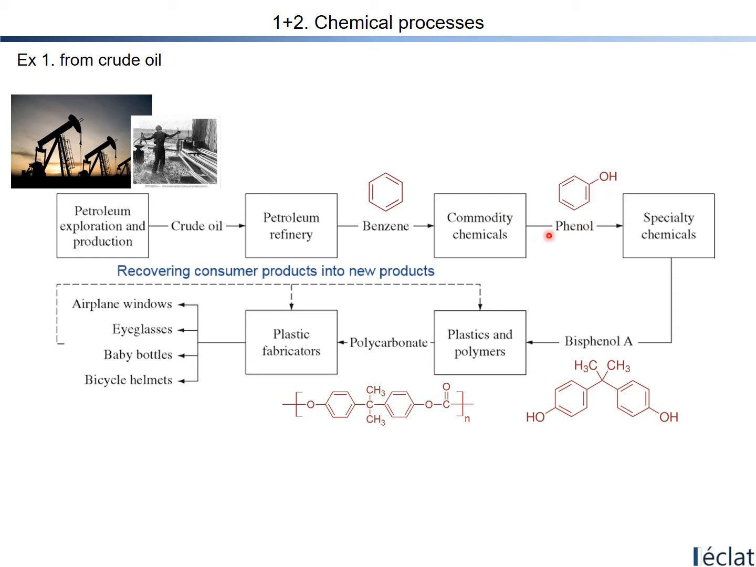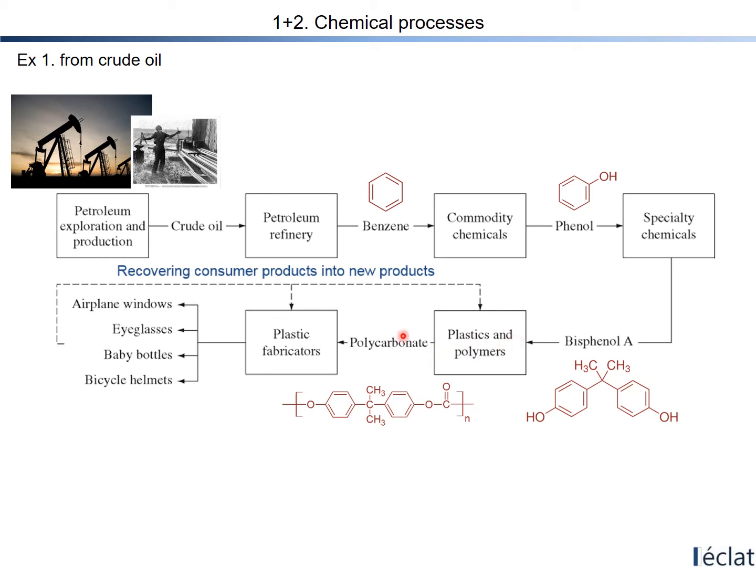And then phenol is converted to bisphenol A by combining two phenols. So it looks like that. This is phenol and some alkane between the phenols. This is so-called bisphenol A. By using this bisphenol A plus some other monomers, we could make the plastics and polymers. This one is the polycarbonate. This is another chemical process.